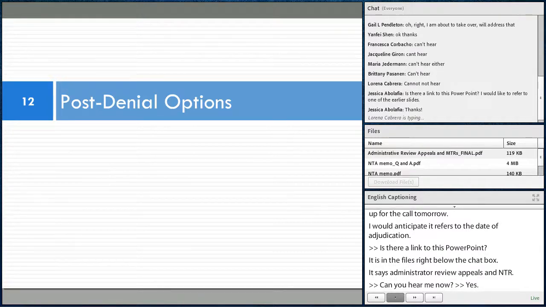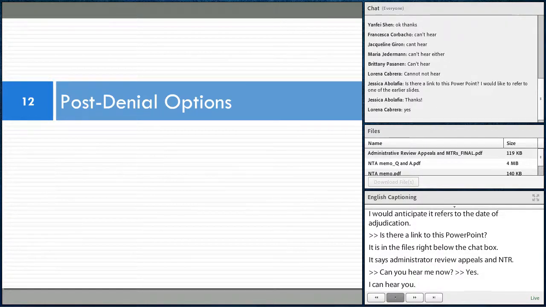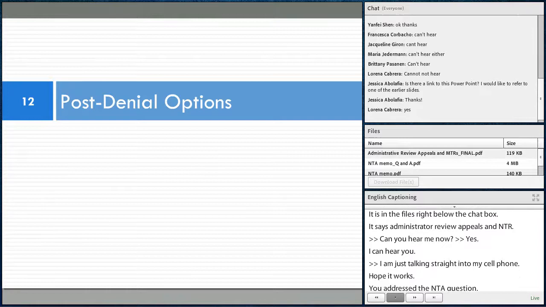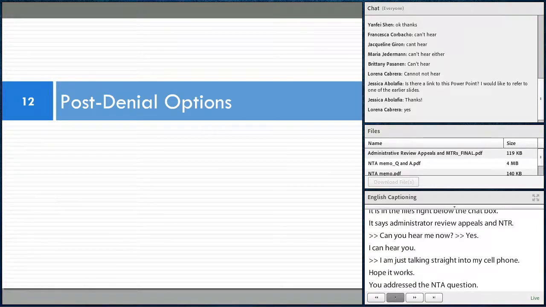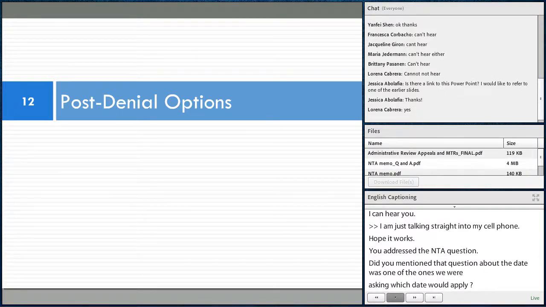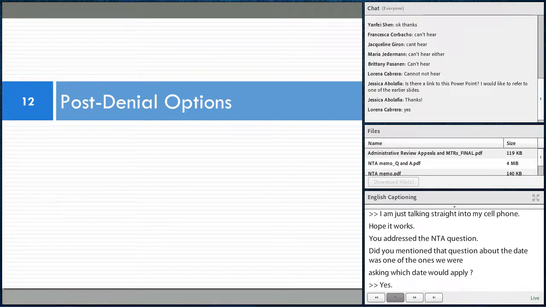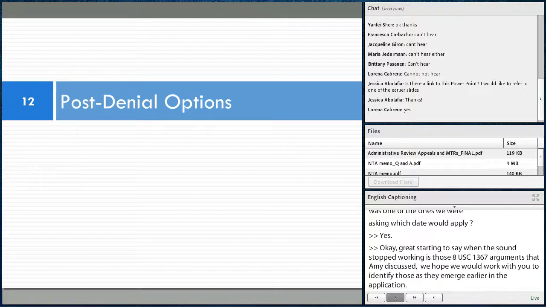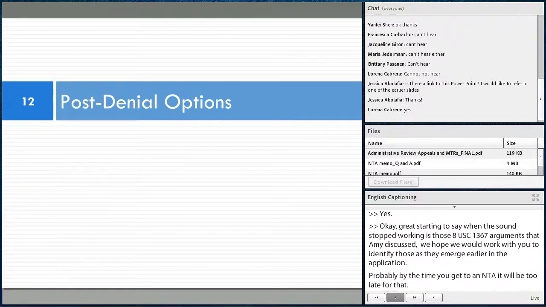So you addressed the NTA question, and did you mention that the question about the date was one of the ones we're asking them, which date is going to apply? Yes. Okay, great. And then I was starting to say, when the sound stopped working, that those 8 U.S.C. 1367 arguments that Amy was discussing, we hope we would work with you to identify those as they emerge earlier in the application, because probably by the time you get to an NTA, it's going to be a little too late for that. So again, this is to encourage you to get to us as soon as possible if you're getting kickbacks from the Vermont Service Center, the Nebraska Service Center, and for VAWAs at the local offices that seem like they maybe have other sources of information that we need to find out about.